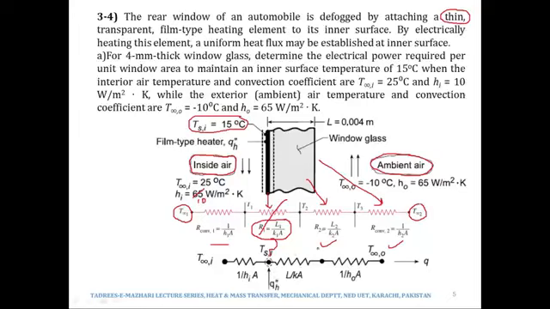Resistance offered by the glass and convective resistance on both sides, 1 over HiA, 1 over HoA. And what is this Q? This Q is the Q of the heater, because it is the heater through which the electrical energy is passing, and it is that point where the heat input is coming from. Now see, T infinity i remains T infinity i. T infinity 2 or T infinity o remains T infinity o.